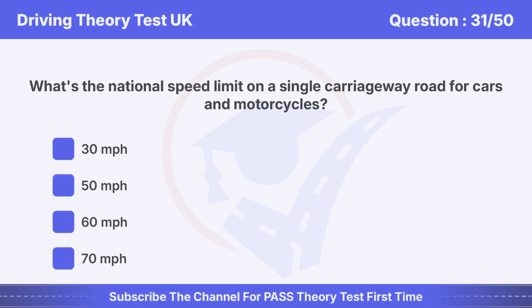Question 31. What's the national speed limit on a single carriageway road for cars and motorcycles? Option A. 30 miles per hour. B. 50 miles per hour. C. 60 miles per hour. D. 70 miles per hour.